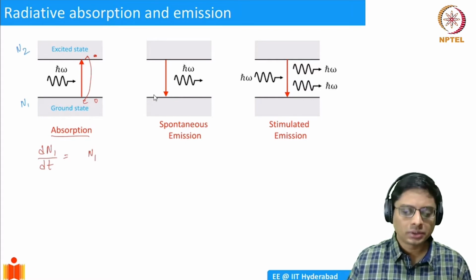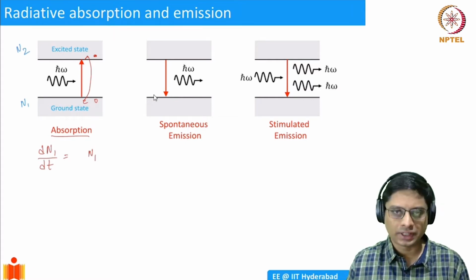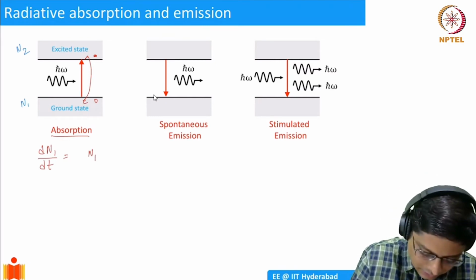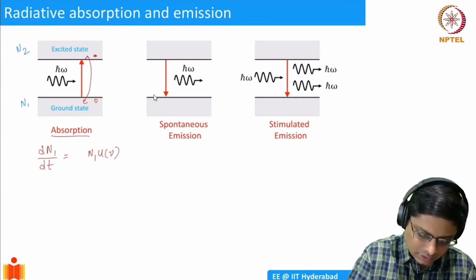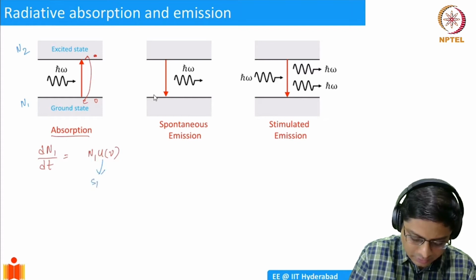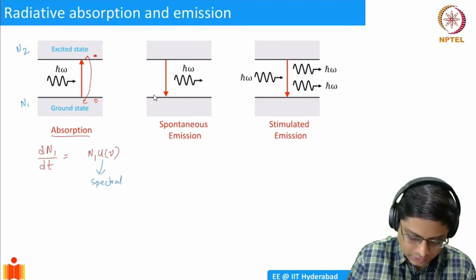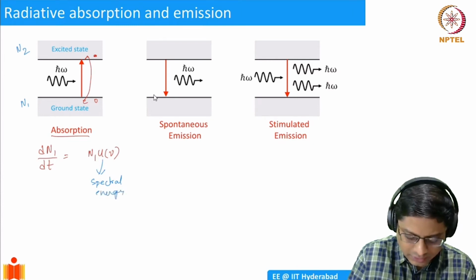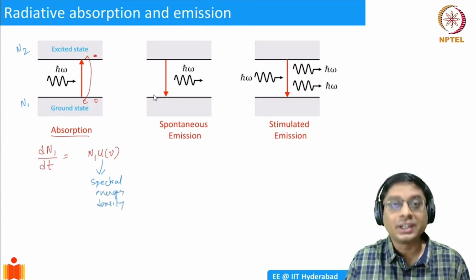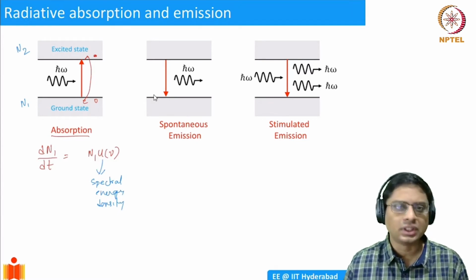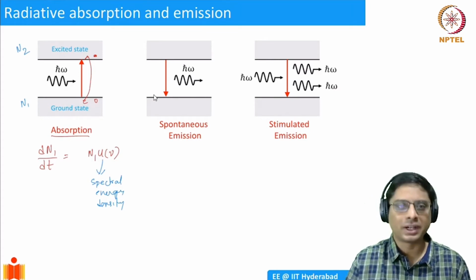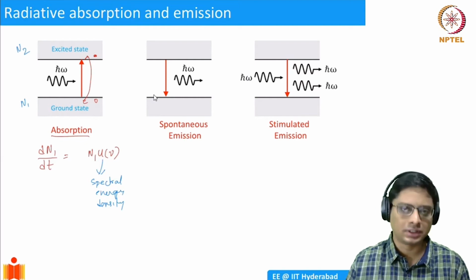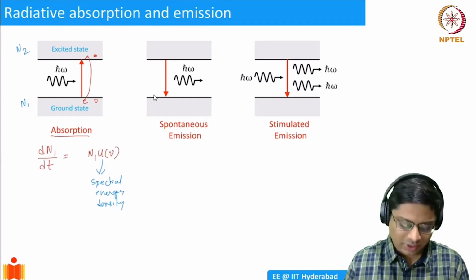Okay, so this will definitely be proportional to N1. It is going to be proportional to the intensity of light that you're shining, and that I will represent by a term which I call U of nu, which is essentially capturing the spectral energy density. Basically saying that at each wavelength or at each frequency, how much is the intensity of light that is present. You can have a monochromatic light, that is, one single wavelength present, or you can have a broadband range of sources. For example, the sun is a broad source, right? You have various wavelengths that are present in the sun, solar radiation. So the spectral density is basically U of nu.